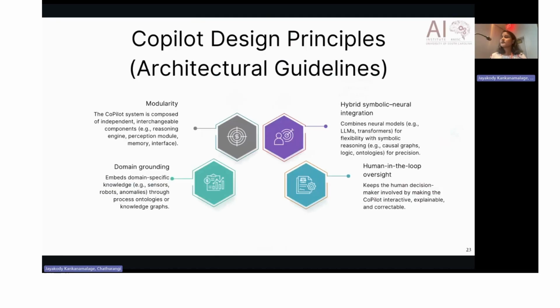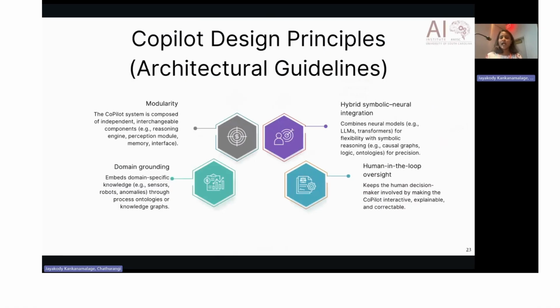These copilot systems are guided by four key design principles. These design principles make the copilot system effective and more trustworthy in industrial environments. So let's see what these components are. The first one is modularity, meaning the system is built from interchangeable components like reasoning engines, perception modules, and memory components. This allows the copilot systems to be more flexible, scalable, and it allows for easy maintenance as well.